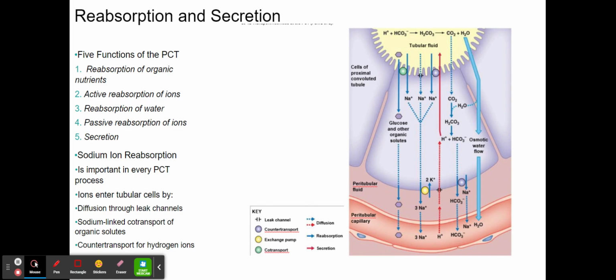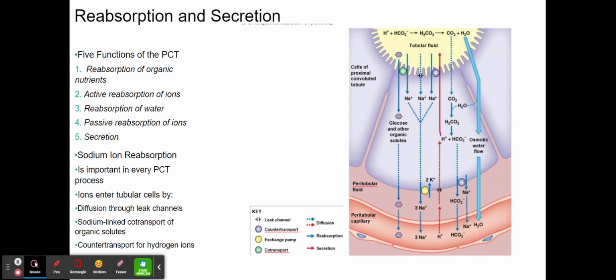And 5 is secretion. Active secretion of hydrogen ions takes place along the PCT. You can see this in Table 26-4. Because the PCT and the DCT secrete similar substances, the DCT carries out comparatively little reabsorption. We'll cover secretory mechanisms when we discuss the DCT.